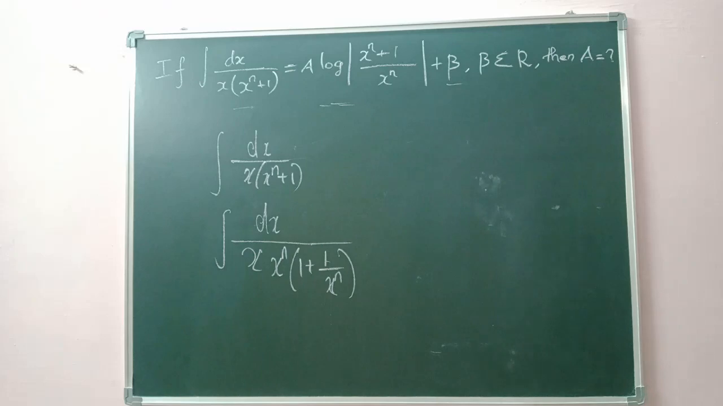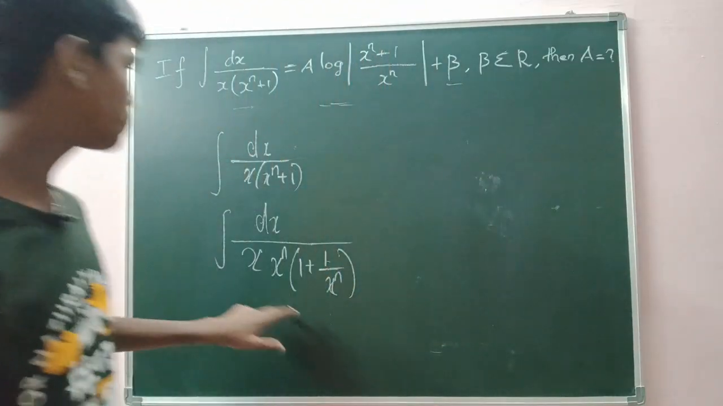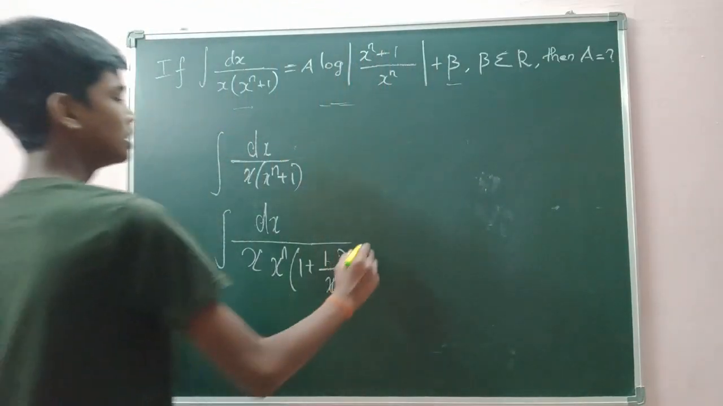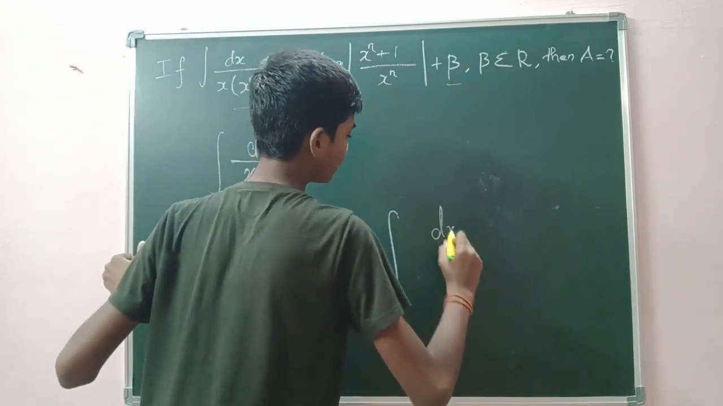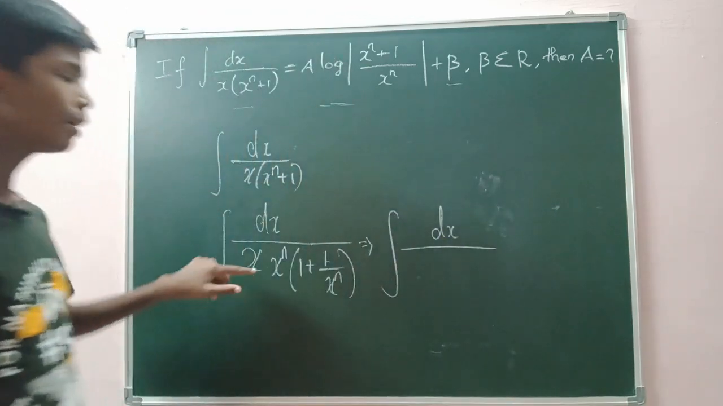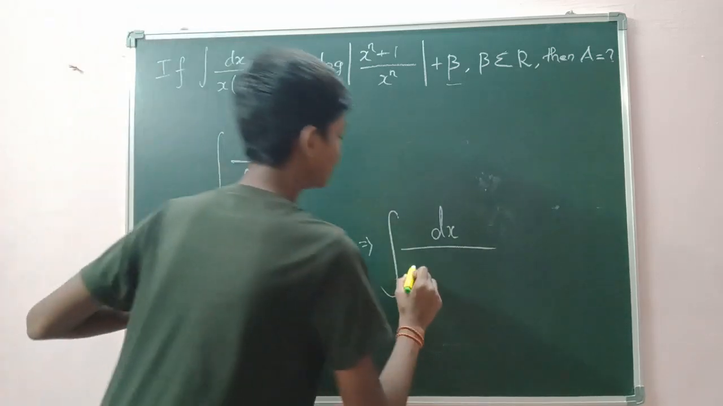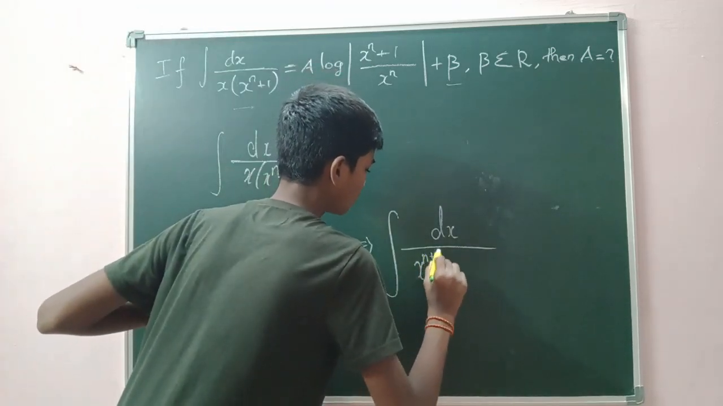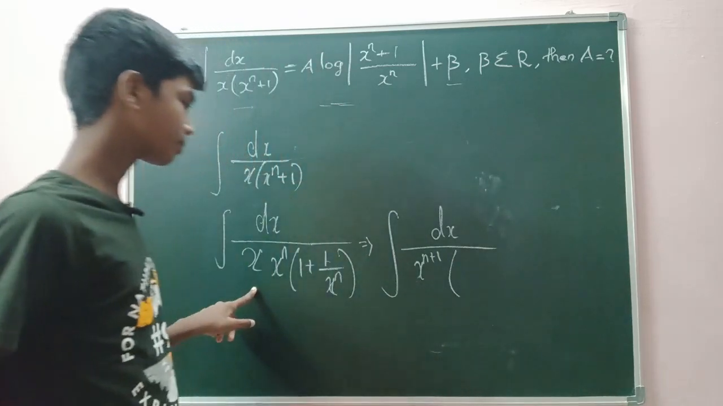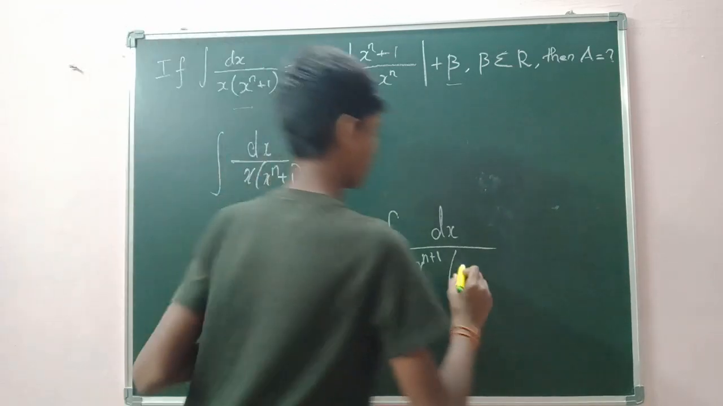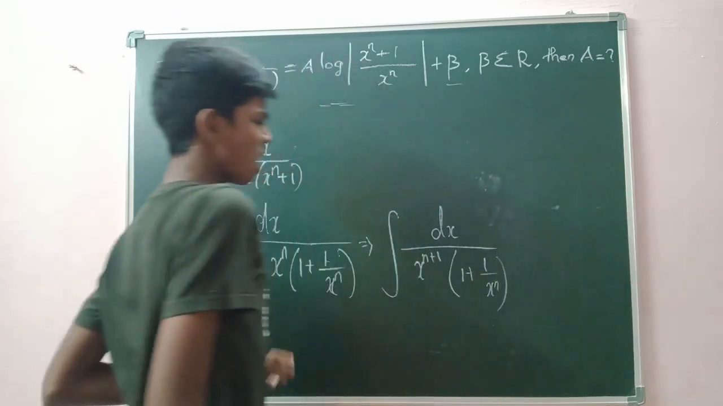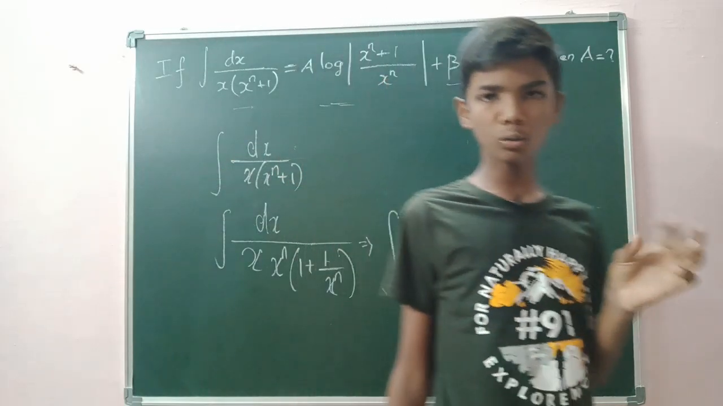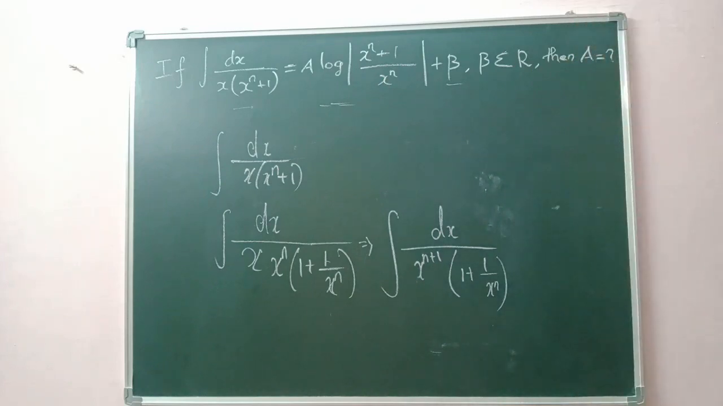So now, when I take the exponent common, this is what you will be getting. The same integral I can write as the integral of dx by x into the exponent. Use your laws of exponents, that is x to the power n times 1 plus 1 by the exponent. And now think what we can do. Any idea?